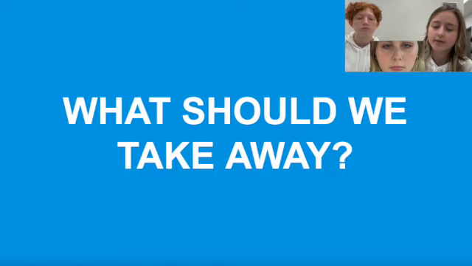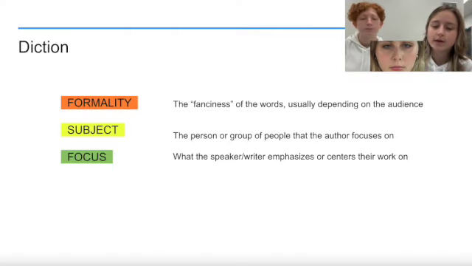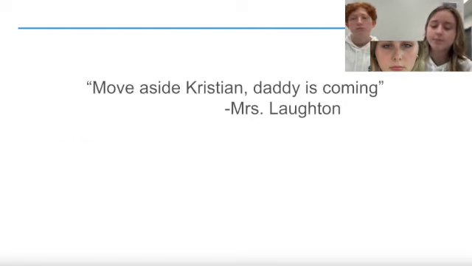What should we take away? The three big parts of diction are the formality, the subject, and the focus. The fanciness of the words, the person or group of people that the author focuses on, and what the speaker or writer emphasizes and centers on.